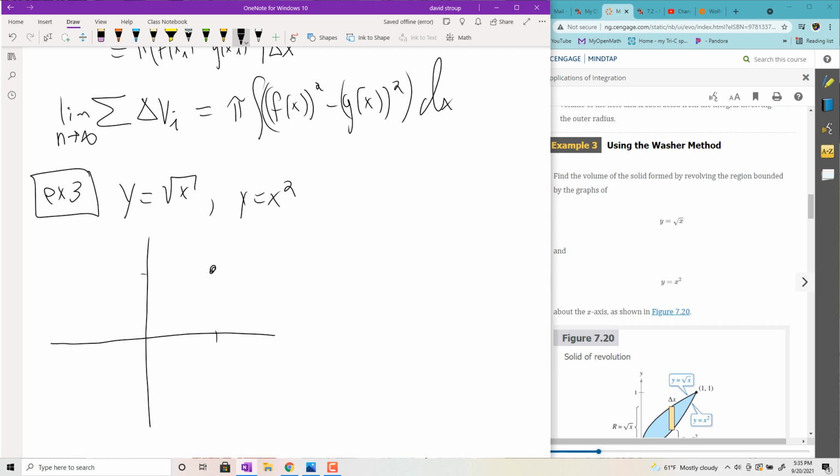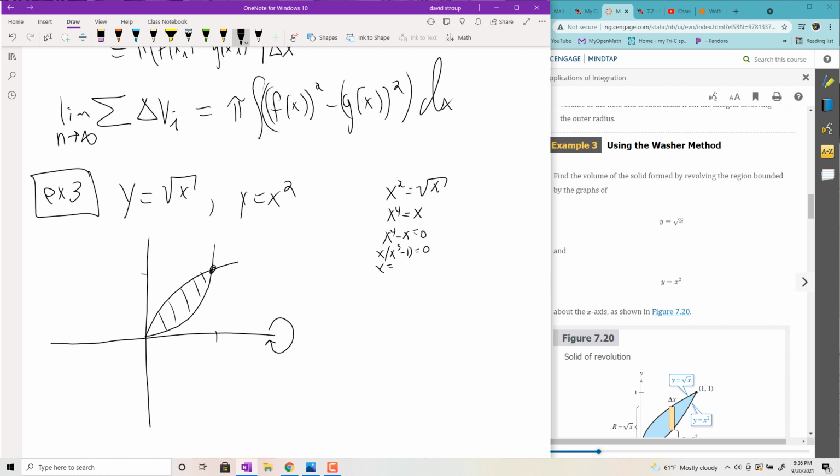We have this. So the x squared is concave up, and then the square root x is concave down. We want to rotate this region about the x-axis. Okay? And you'll note that they do intersect there at 1, 1. If you set the two equations equal to each other, you would get that. Square both sides, you get x to the 4th equals x. And then you could set it equal to 0. Factor out an x.